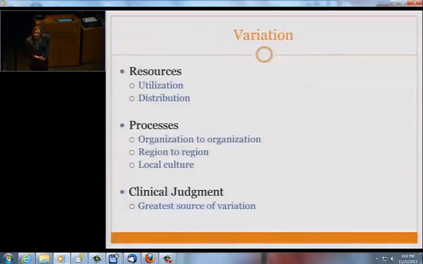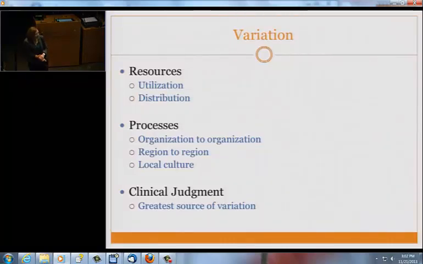So there are a lot of different ways to have variation in what we do. There's variation in resources, certainly, the way we utilize resources, and the way that we distribute resources. And this has become highly visible, thinking about the Affordable Care Act and how we're paying closer attention to utilization of resources on a national level. You can talk about variation in processes, and this varies from organization to organization, region to region, and even local culture. There's a lot of variation in the way that we actually carry out processes.